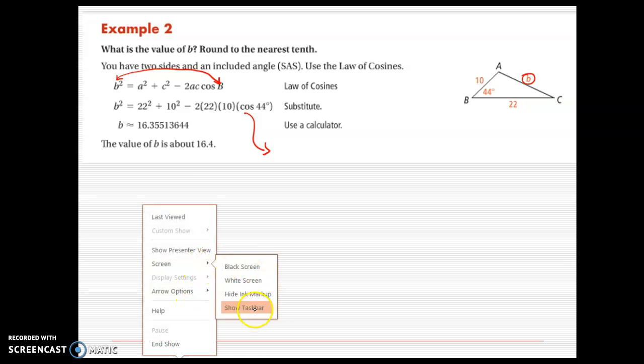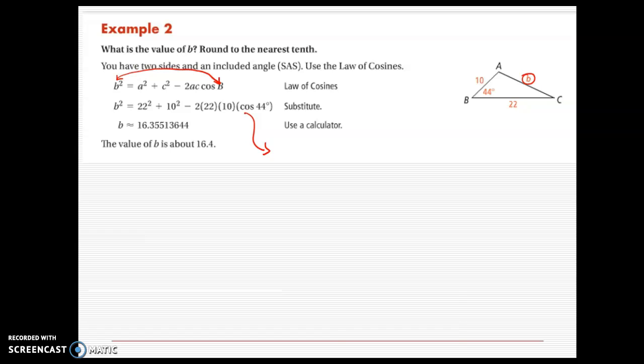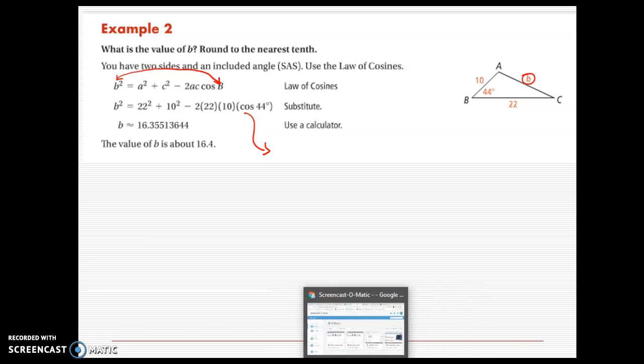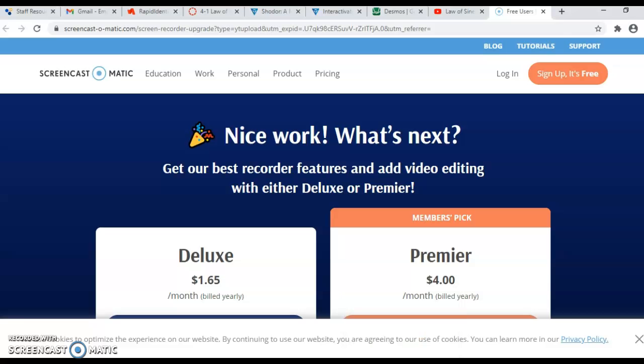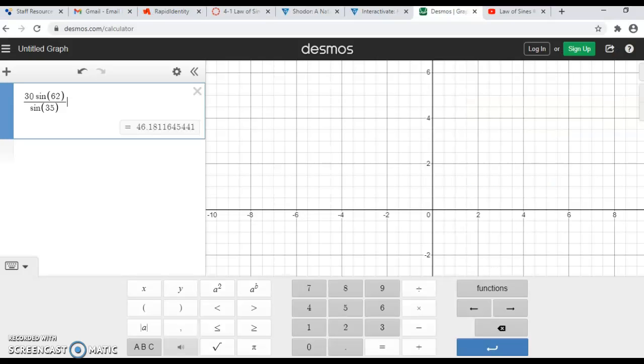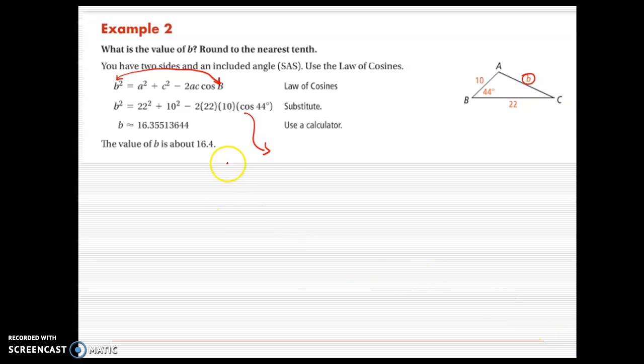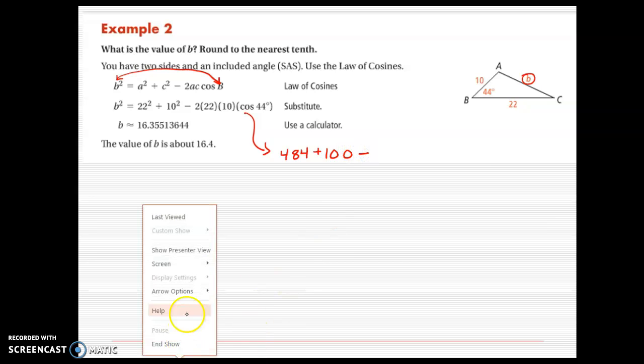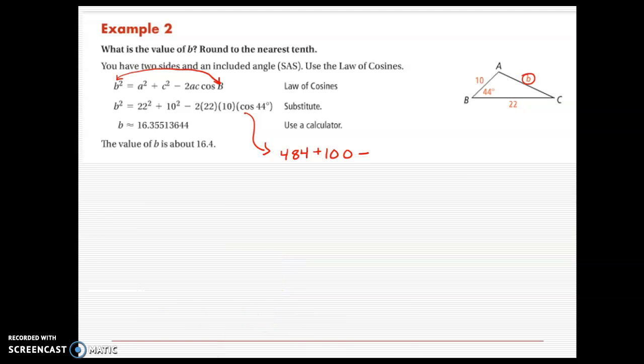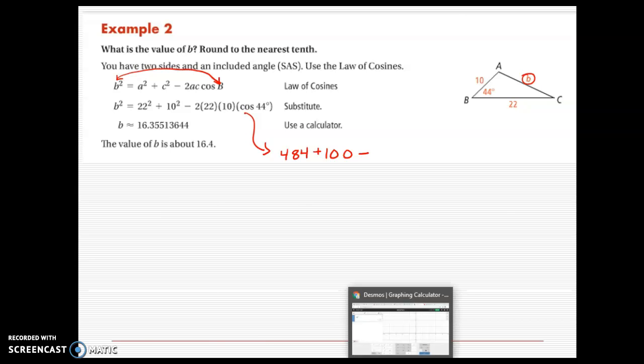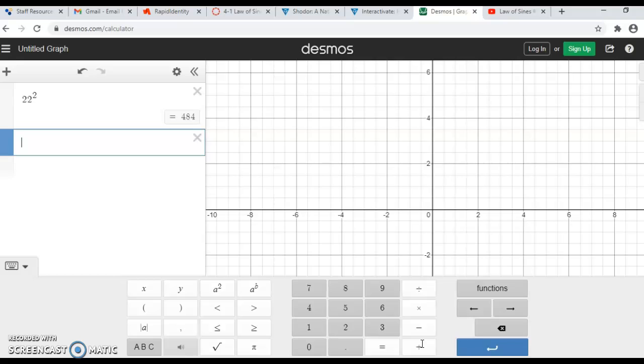if you want to figure it out as we go, 22 squared is 484. So you have 484 plus the 10 squared, which is 100, minus, and you're going to have that exactly the way you've got. I would probably do the cosine 44 first, and then multiply by 10 by 22, which is easy enough.